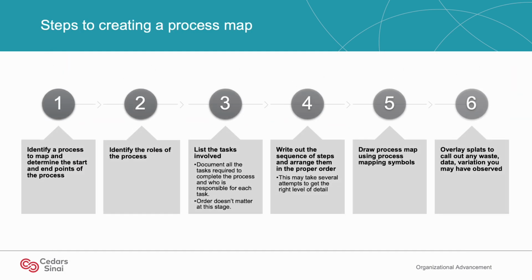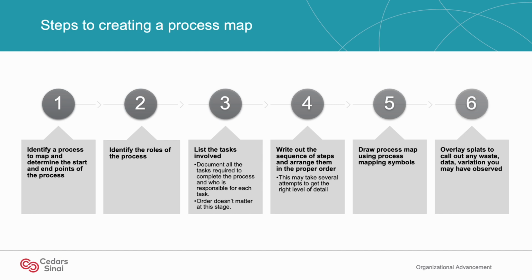So let's go over the steps to create a process map. First, you need to identify a process to map and determine the start and end points of that process. From there, you need to identify the roles that participate in that process. That way you know which roles you need to observe. From there, you start listing out the tasks involved in that process.